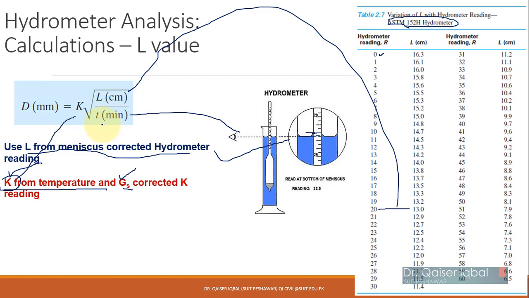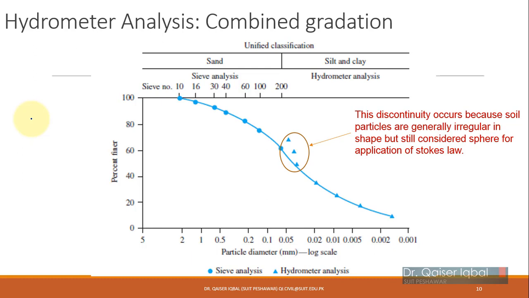If it is 2 hours, then you will write T is equal to 120 minutes. If it is 4 hours, then you will write T is equal to 240 minutes in this equation. So you will put these values and you will get the value of the diameter of the particle sizes which have settled during this time. So from this you can plot the combined gradation curve.